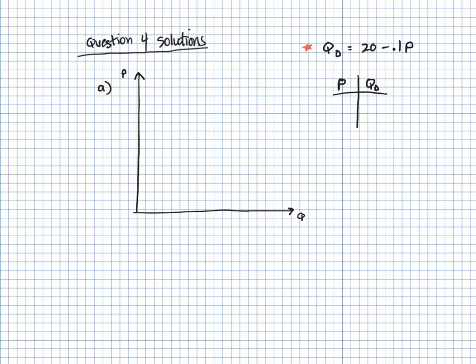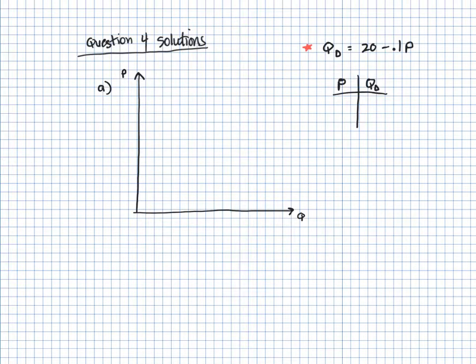All right, now we're ready to answer question 4 from homework number 5. So the first part simply asks us to graph this linear demand curve. I always find the easiest way to graph a demand curve is to find the x and y intercepts. If you have a linear relationship between price and quantity, all you need is 2 points to define the line.